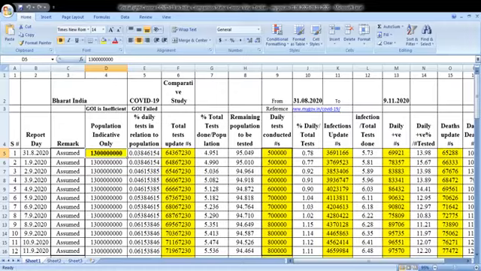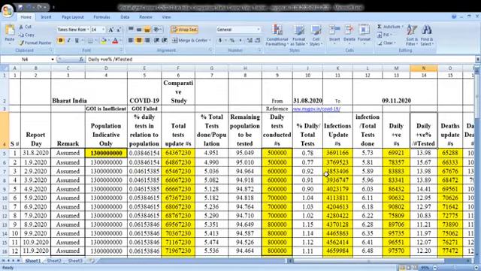The data is between 31st August 2020 and today, November 9th, 2020.